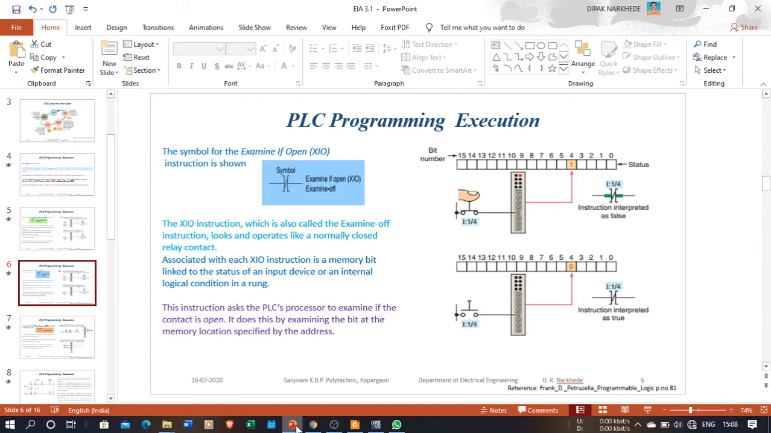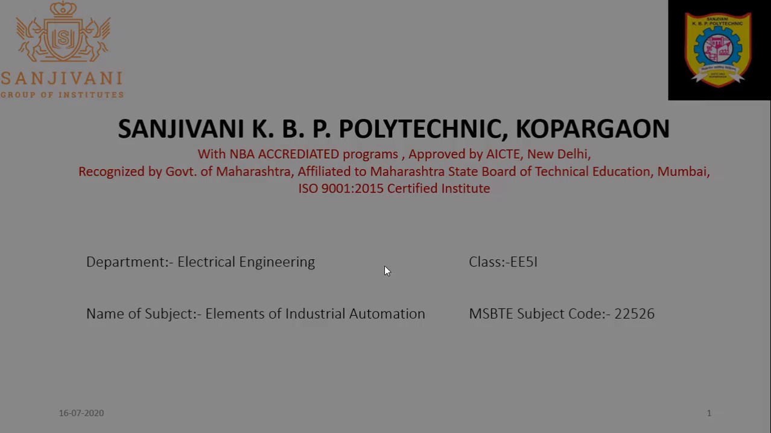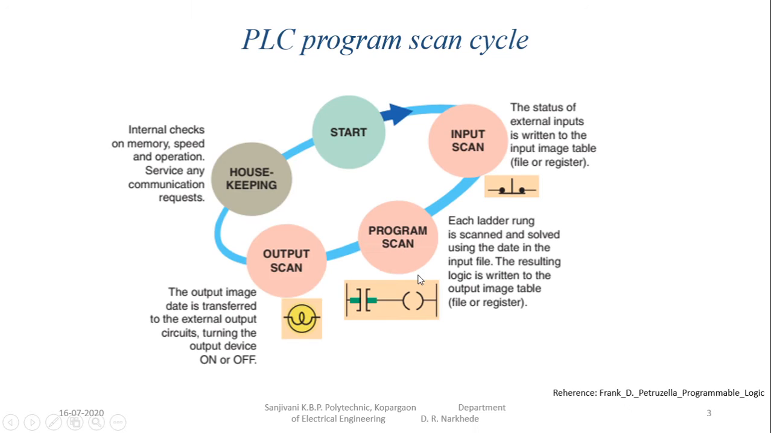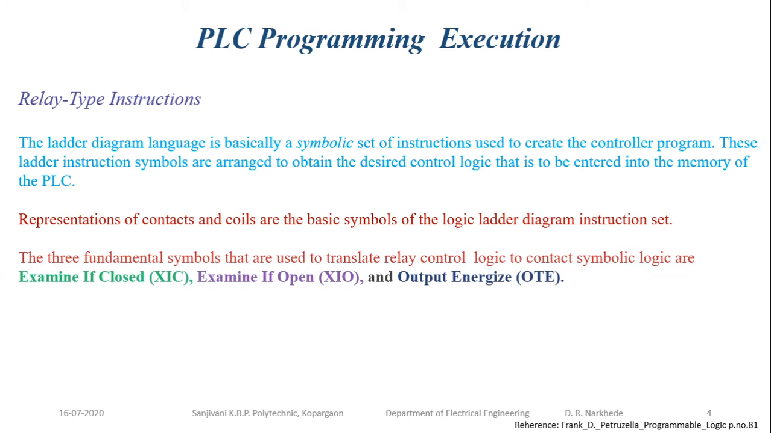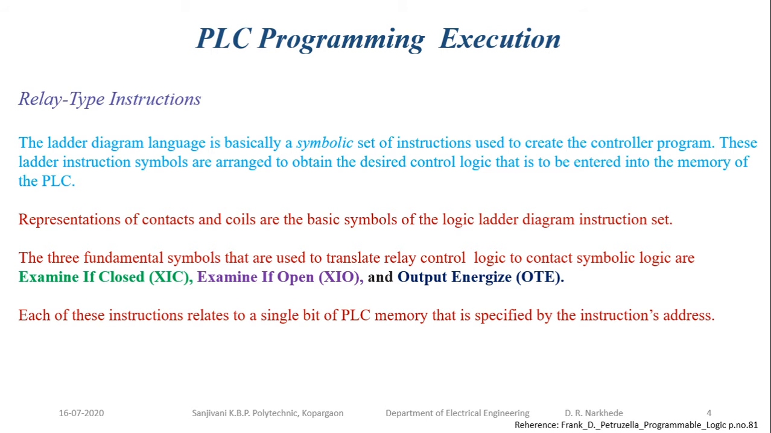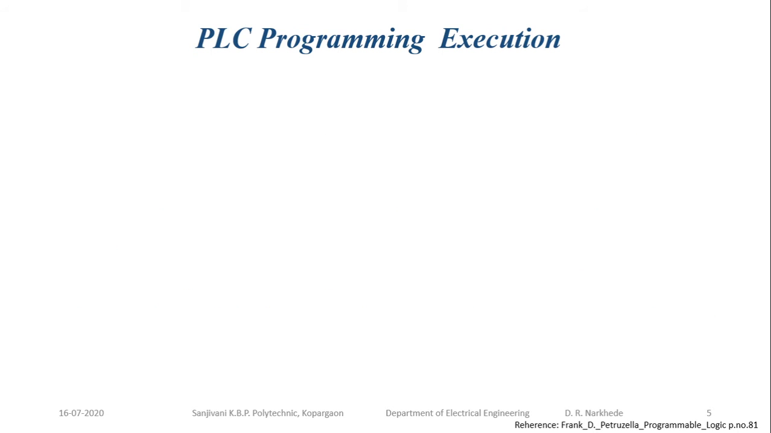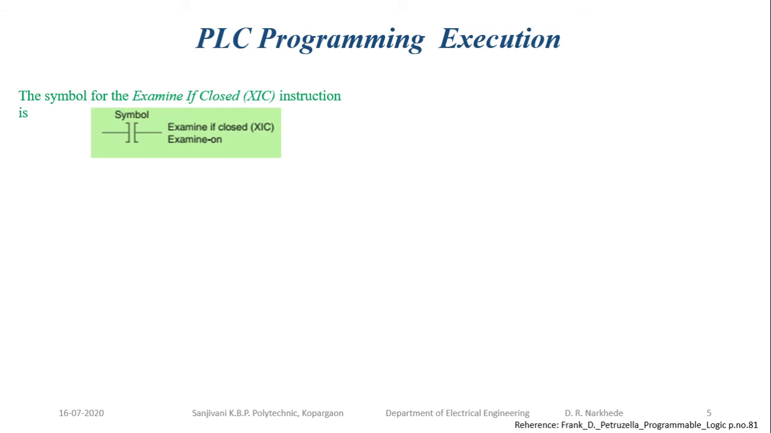Okay, so friends, in the previous lecture we discussed the PLC program scan cycle. Then we discussed the relay type instructions. There are basically three types of relay type instructions: examine if closed, examine if open, and output energization. All these instructions are single bit instructions which are used for programming a PLC.